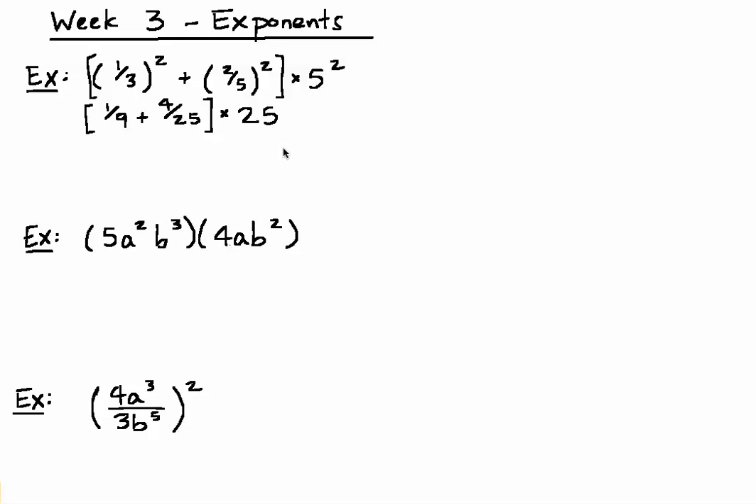And now we need to remember how to add two fractions together. We first need the common denominator. To find the common denominator, I am going to multiply the 1/9 by 25 over 25. I'm going to multiply the 4 over 25 by 9 over 9. So I'm just multiplying by the other fraction.